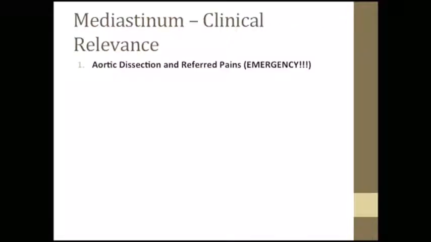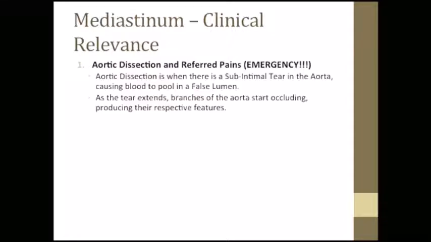Yes. So aortic dissection, I'm sure you guys are quite familiar with it, given that you were tested on it last year. So aortic dissection is when there's a subintimal tear in the aorta, causing blood to pool in a false lumen. So basically, you have the formation of two lumens inside your aorta. So the tear extends and the branches of the aorta start occluding. So basically, the further down you tear, the more branches of the aorta that you might block off. Important ones to note are your renal arteries.